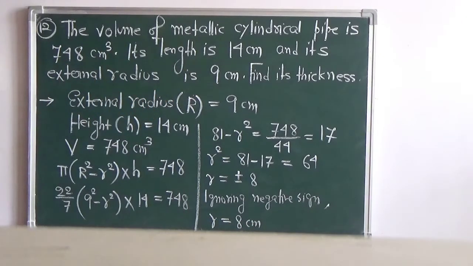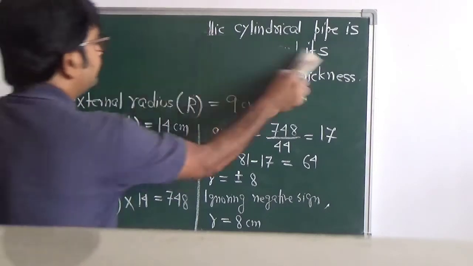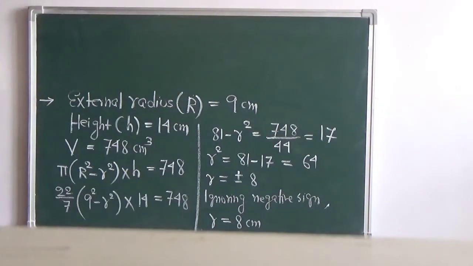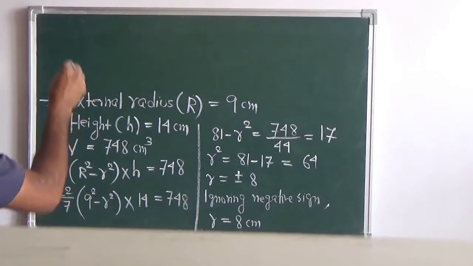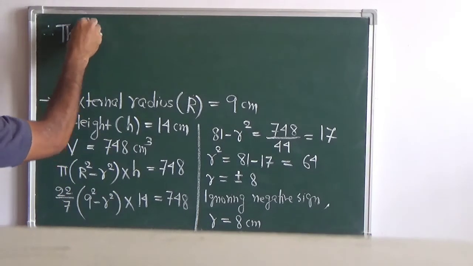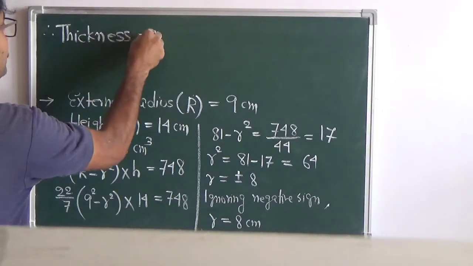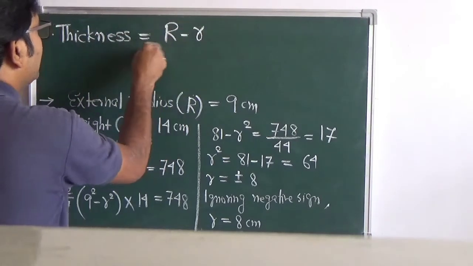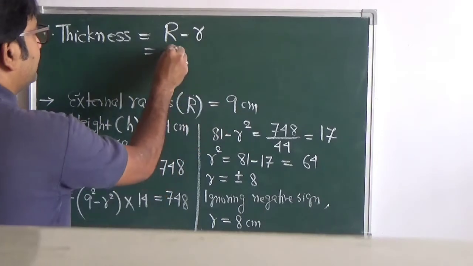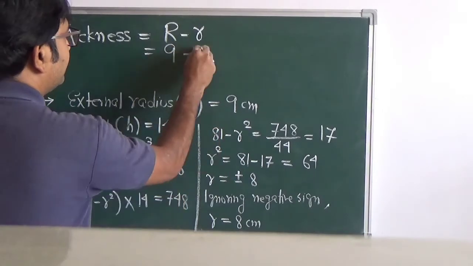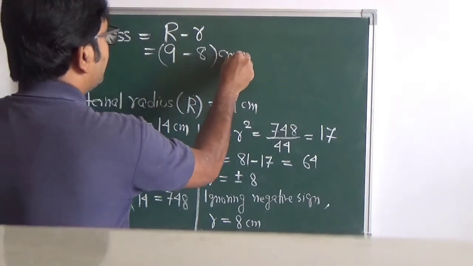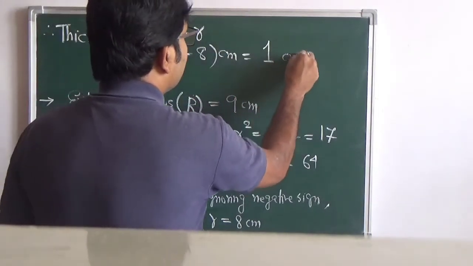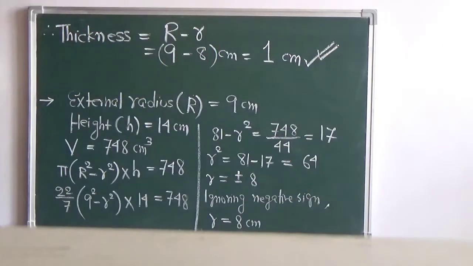Now that we have got r equals 8 centimeters, we now know the thickness. The thickness is capital R minus small r. What is capital R? 9. So 9 minus 8 centimeters, and that equals 1 centimeter. So 1 centimeter is the thickness of the cylinder.